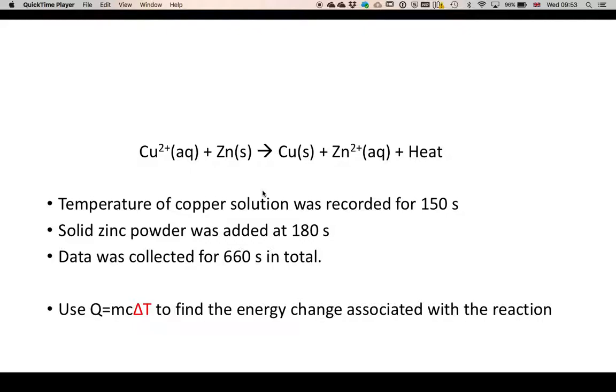So we just did an experiment where we reacted some copper solution with some solid zinc, and the zinc was able to displace the copper from solution, and it was exothermic. So we produced some heat as well. Okay, and from the data, we can calculate the delta T, the temperature change, and find the energy change of the reaction. So let's look at the data.